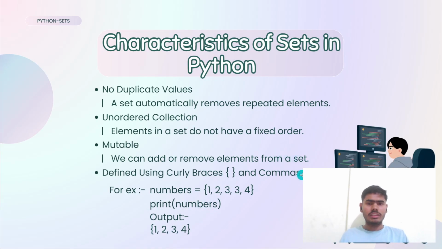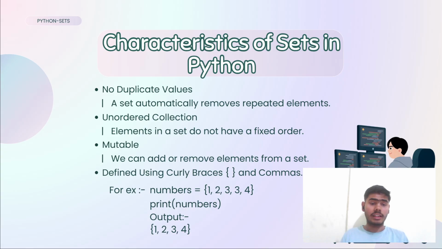Let's go further. So what are the characteristics of set in Python? No duplicate values. The set automatically removes repeated elements. We just discussed before that it does not allow repetition of elements in it. So it always removes the repeated element and only allows the unique elements present in the set.